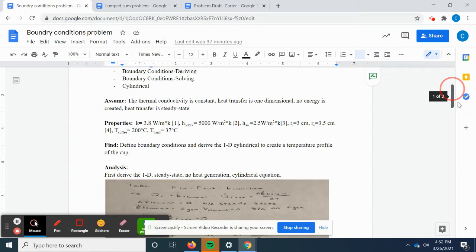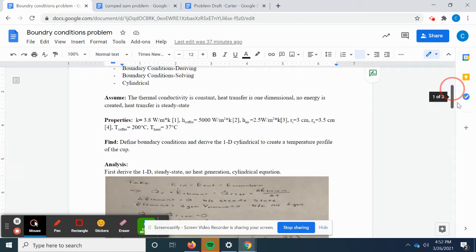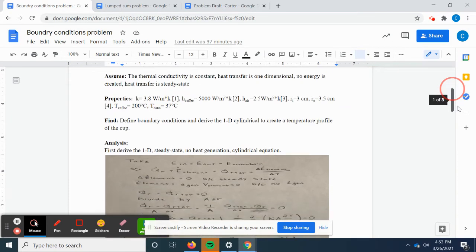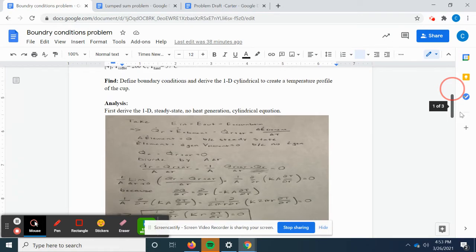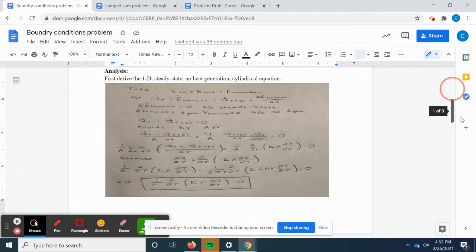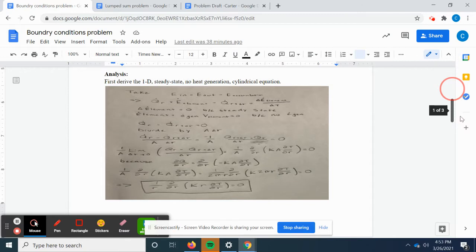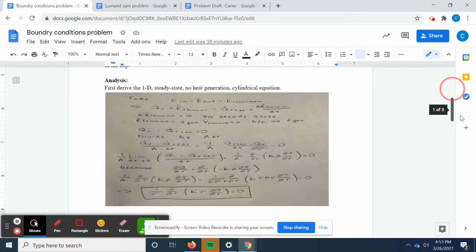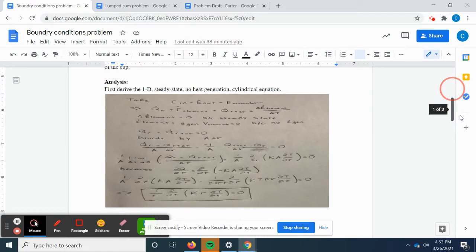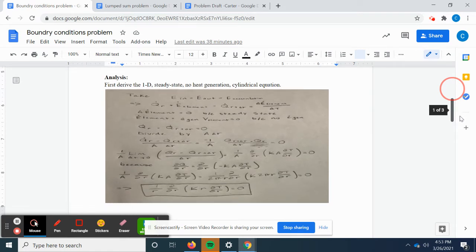To do this, we must assume the thermal conductivity is constant, the heat transfer is one-dimensional, no energy is created, and finally that the heat transfer is steady state. We want to find the temperature profile of the cup by first deriving the 1D cylindrical equation and then applying boundary conditions. First, to define the 1D cylindrical equation, we take an energy balance and we can simplify that by the fact that the process is steady state and there's no energy generation.